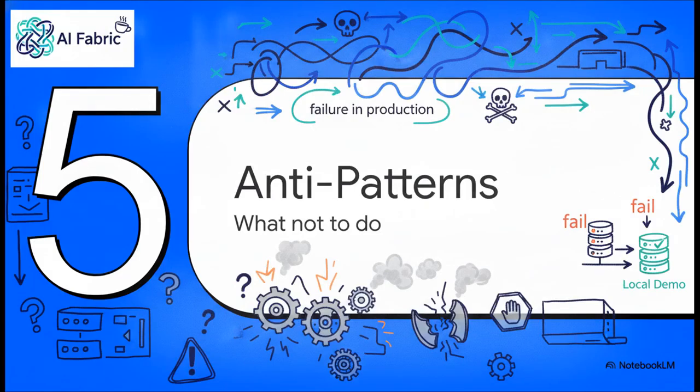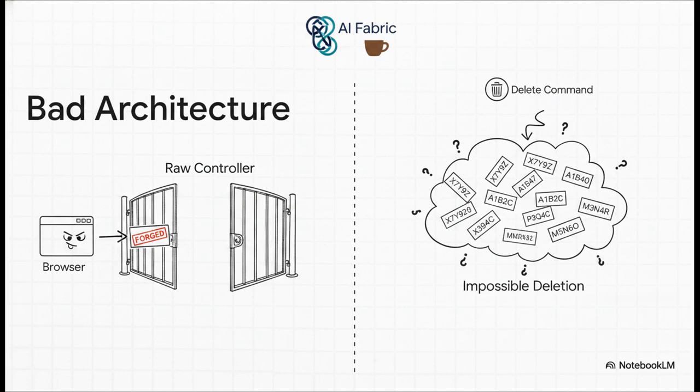Let's pivot to Section 5, Avoiding Architecture Anti-Patterns. Let's study the traps that destroy production systems. These are the classic traps developers fall into when they're rushing to get to production. Anti-Pattern 1, publishing the raw DataSync controller directly to the front end. Anti-Pattern 2, letting the browser dictate the tenant and auth context fields. If you do this, you are explicitly permitting identity forgery. The system will just trust whoever knocks on the door.